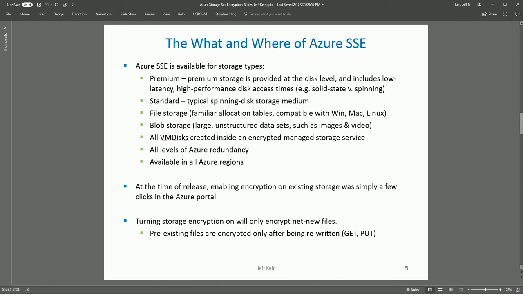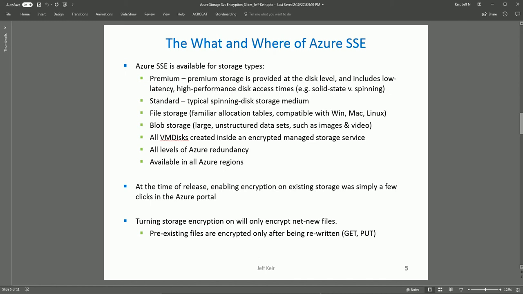All levels of Azure redundancy support encryption, so whether you're doing local redundancy or across the globe redundancy, you have encryption. It doesn't matter what region you're in the globe, you have encryption available, and it looks like it's mandatory now. There's a quick note that at the time of release there were instructions on how to toggle it, and the blade for toggling it still exists in the Azure portal. However, we'll demonstrate that doesn't seem to really mean anything.